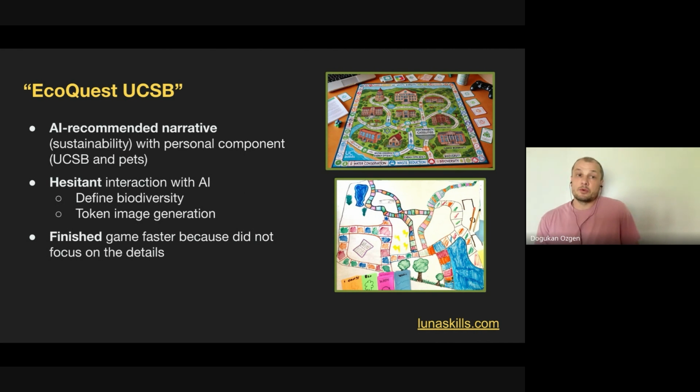This is another group. They did a similar process with the same AI bot, but this time they didn't come up with a narrative. AI came up with the narrative on this one. They wanted to create a more pet-friendly UCSB campus. This group was more hesitant to communicate with AI. They didn't know some of the words that it used, but they were hesitant to ask about them. So we had to do more hand-holding, and we didn't have a leadership situation like with the previous group.